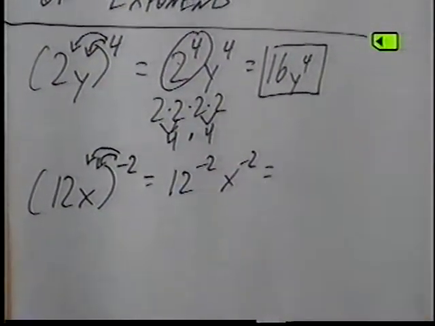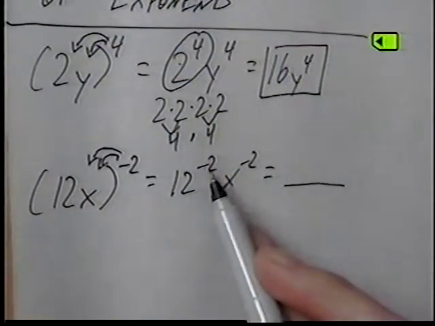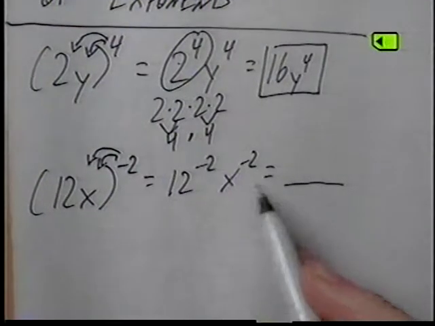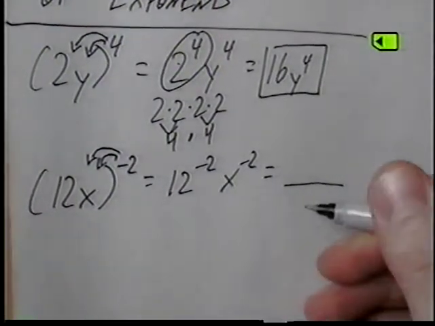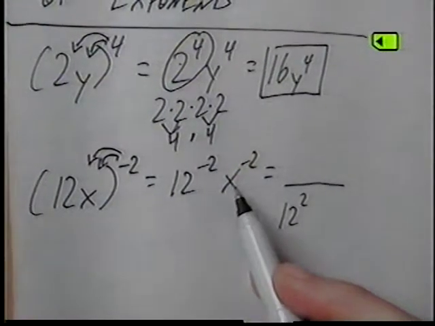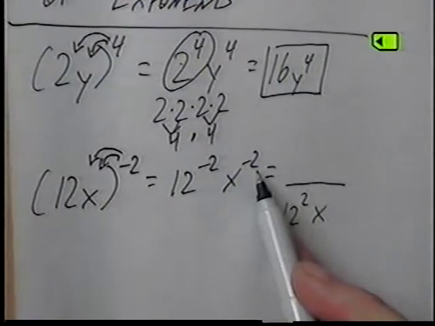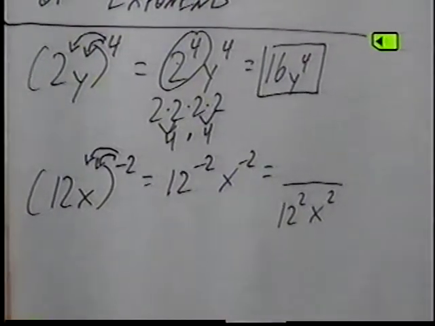If you recall from previous lessons, negative exponents, you'll make a fraction. Each of these negatives go to the bottom of the fraction and become positive. 12 stays the same, negative 2 becomes positive 2. X stays the same, but moves to the denominator. Negative 2 changes to positive 2.